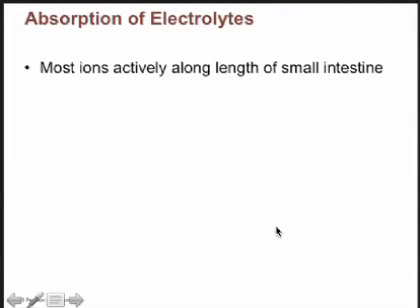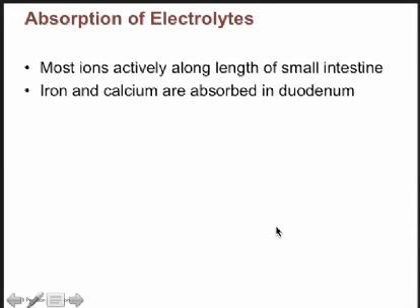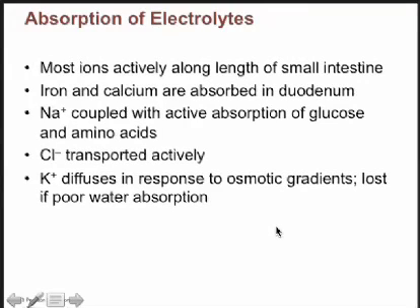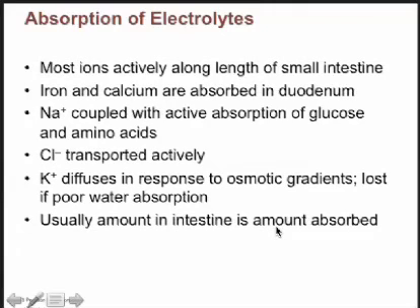Most ions are absorbed actively along the length of the small intestine. Iron and calcium are absorbed in the duodenum, and sodium is coupled with the active transport of glucose and amino acids. Chloride is also transported actively into the bloodstream, and potassium diffuses in response to osmotic gradients, and it can be lost if there is poor water reabsorption in the large intestine. This usually results in electrolyte imbalances. Usually the amount in the intestine is the amount that is absorbed.